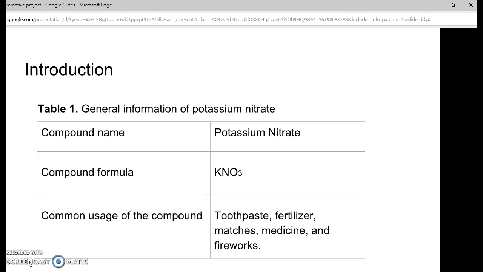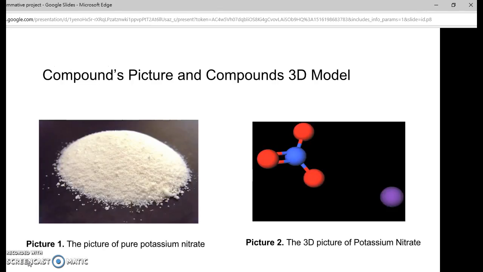Potassium nitrate is a white solid with the chemical formula KNO3. Potassium nitrate is used in toothpaste, fertilizers, matches, medicines, and fireworks. Because potassium nitrate can soothe the pain of the user, scientists mostly add it to medicine and toothpaste. On the other hand, its flammability, caused by the potassium in the compound, is used in fireworks and matches.